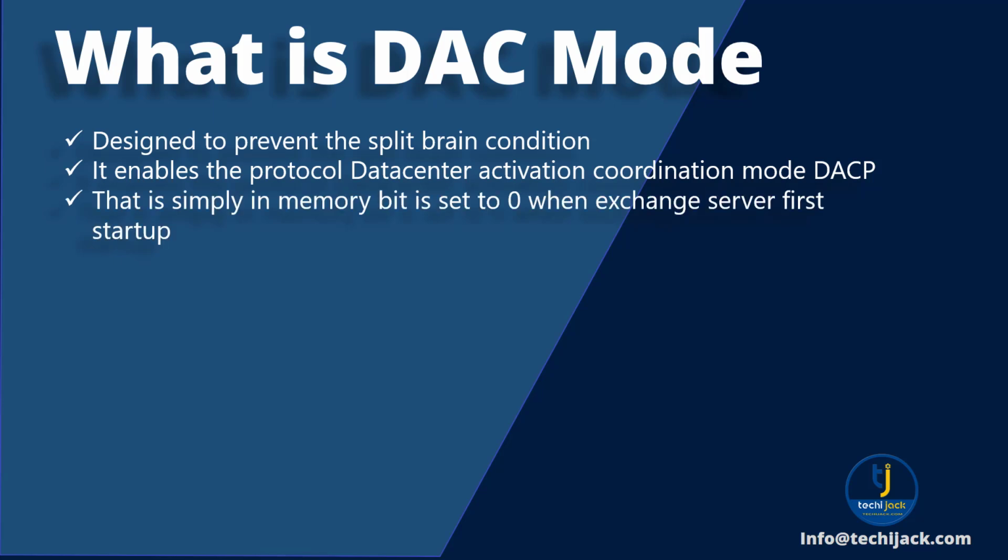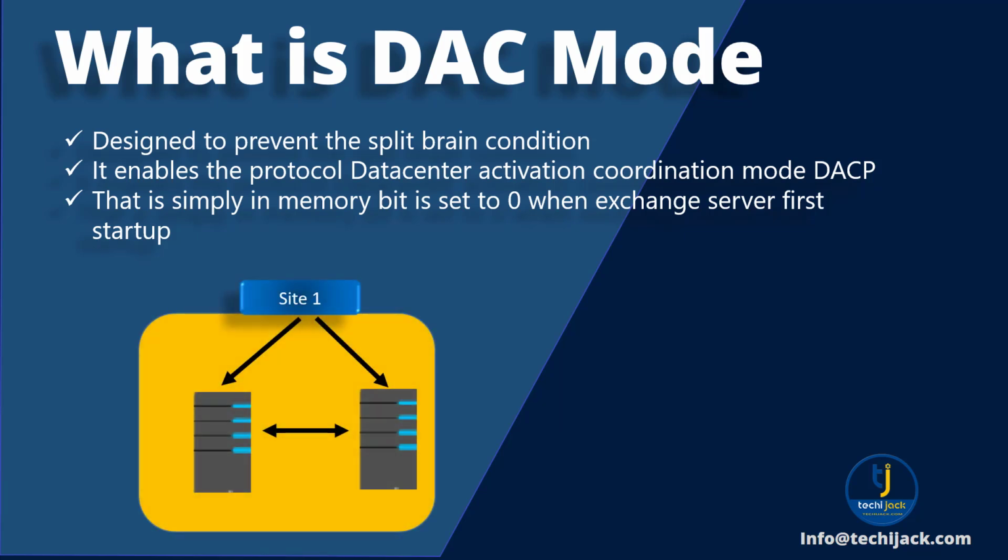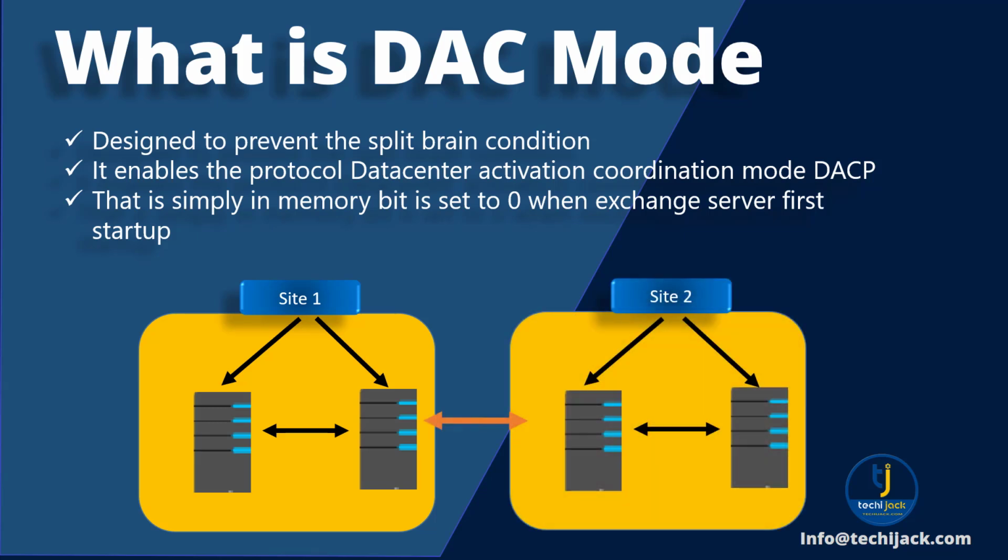That is simply an in-memory bit that is set to 0 when Exchange server first starts up. When this bit is set to 0, the DAG member won't activate any database copies until the DACP bit is set to 1. And the DACP value only changes to 1 if the DAG member can communicate with another DAG member with a DACP bit of 1, or can communicate with all other DAG members. This requirement just ensures that the DAG member is not isolated by some type of failure and can communicate with enough DAG members to make a good decision whether or not to activate the mailbox databases.